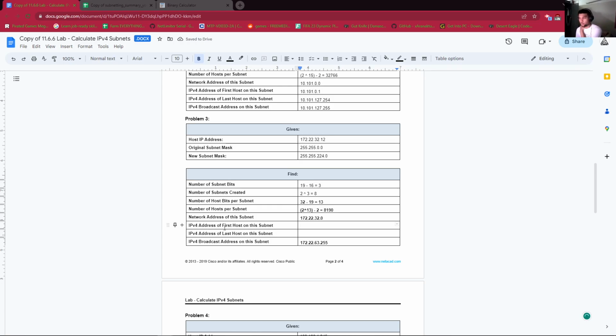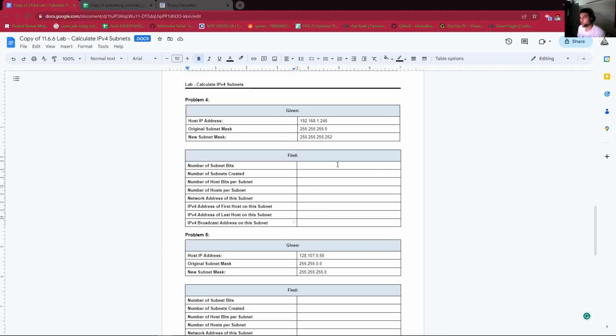For the IPv4 address of the first host on the subnet, we again take one after the network address. So it will be 172.22.32.1. For the IPv4 address of the last host on the subnet, we take one less than the broadcast address. So we get 172.22.63.254. So that's for problem 3.